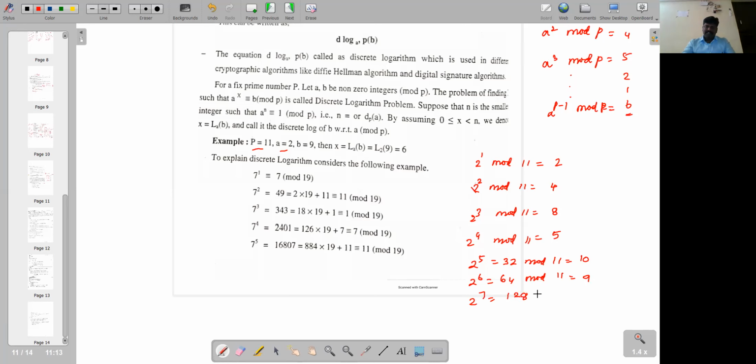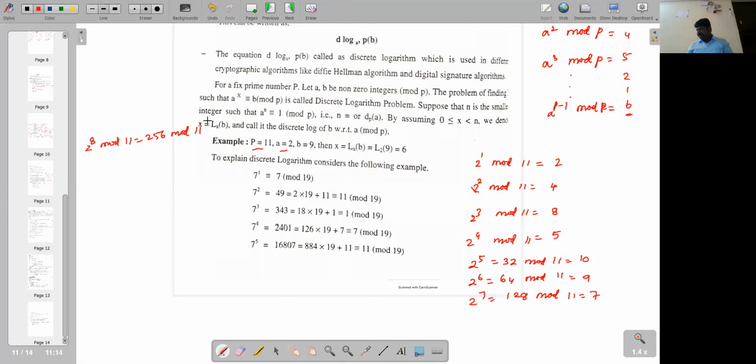So 2 power 7 is equal to 128, right? Mod 11. So 11 11s are 121. The remainder, I'll get 7. Correct? Correct me if I'm wrong. So 2 power 8 mod 11, which is 256 mod 11. What value will I get? 256 mod 11.